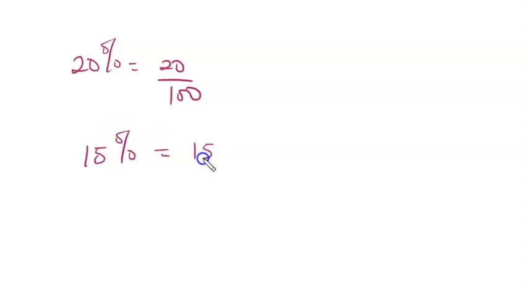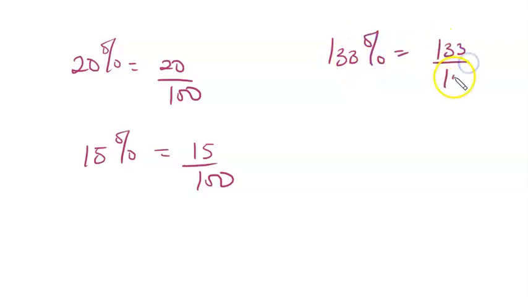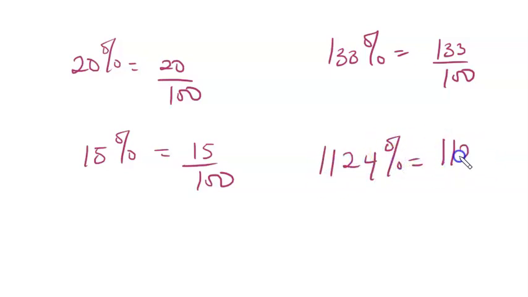20% is 20 over 100. 15% is 15 over 100. 133% is 133 over 100. And 1024% is 1024 over 100. Okay, so these percentages tell us they have a denominator of 100.